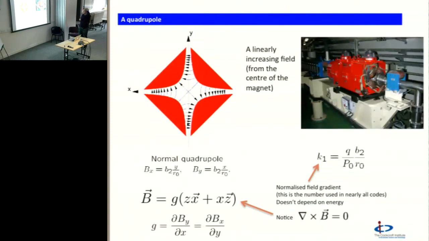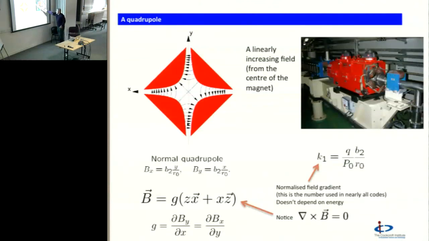We have a linearly increasing field from the center of the magnet, and what we need is a field that obeys Maxwell's equations. There are no sources or currents or charges, so curl B is naught. So you find that the field inside a quadrupole looks like this, linearly increasing in x with a value equal to the z coordinate, and in z equal to the x coordinate, where g is some field strength. So that's our quadrupole field.